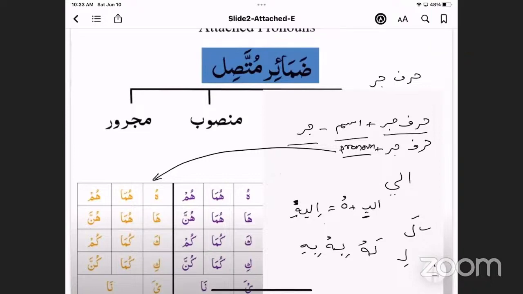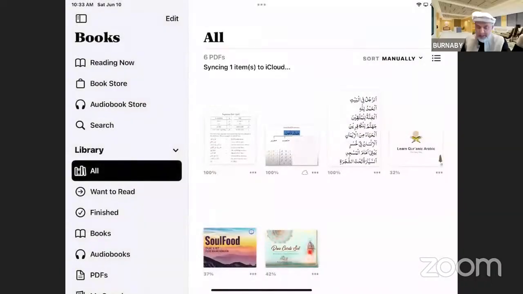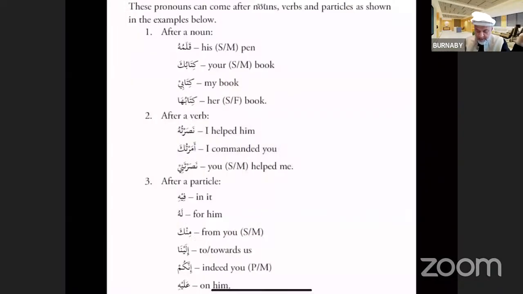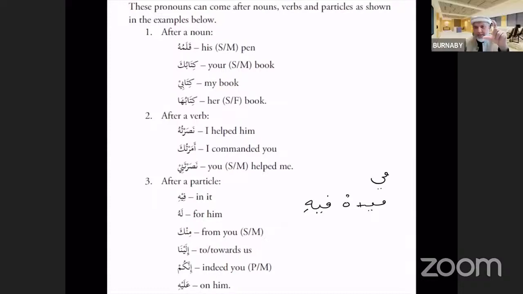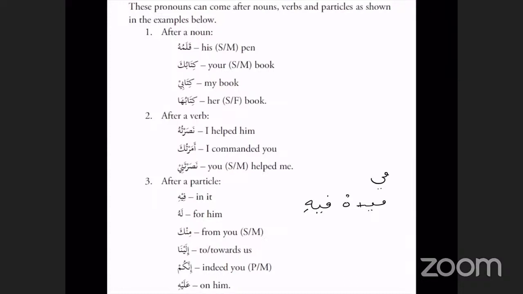Making sense? Correct. So again, look at this screen again. What is the purpose of these attached pronouns? They can come with other nouns. They can come with verbs. It says after a noun because they get attached at the end, and after a particle. So if I say fi, they're giving you one example: fi, hi, lahu, minka. Is min a harf-e-jar? Yes. Okay. So how many attached pronouns are in there? 14.